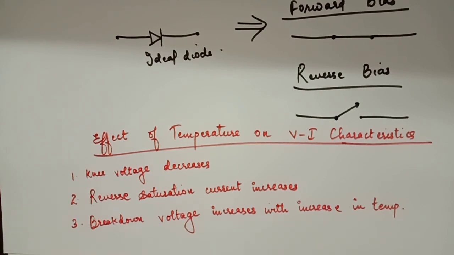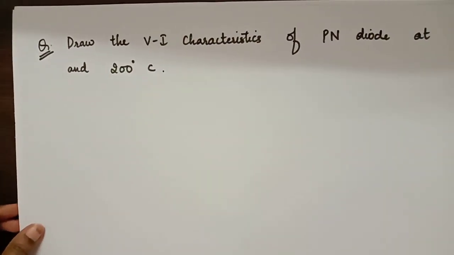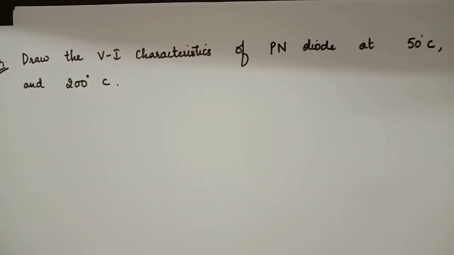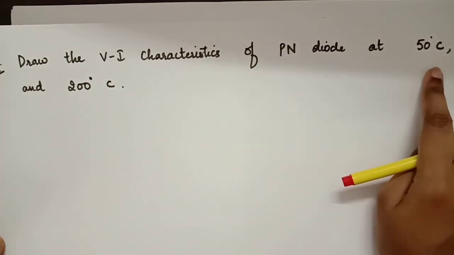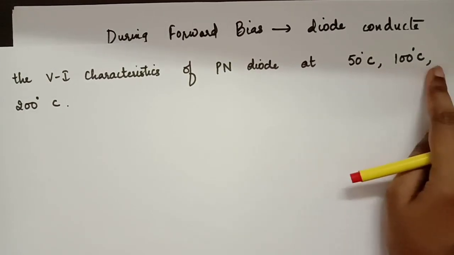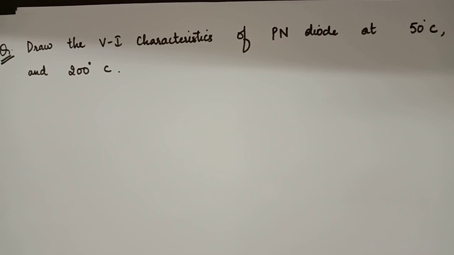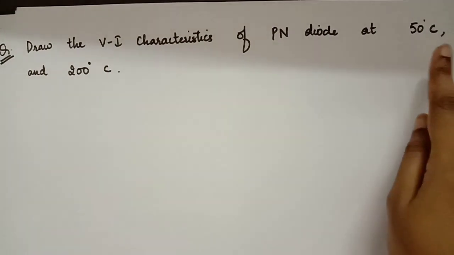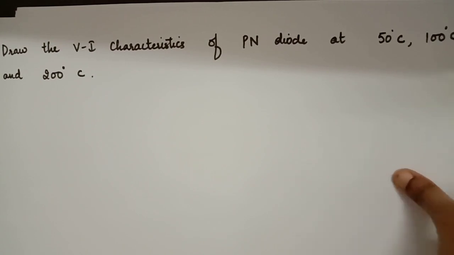So let us draw the graph. Let us have a very important question which comes many a times in the university exams. So let's see. From its solution itself, we can clear the concept. The question is, draw the VI characteristics of PN diode at different temperatures, that is 50, 100 and 200 degrees Celsius.